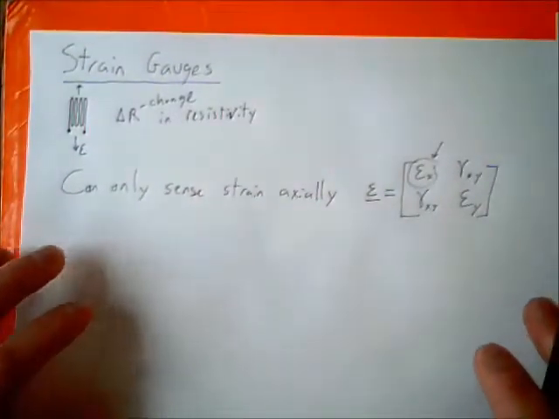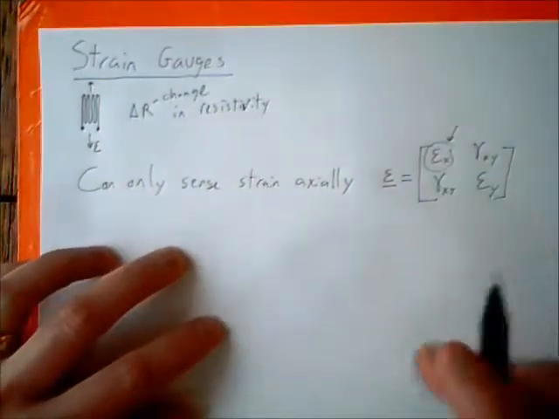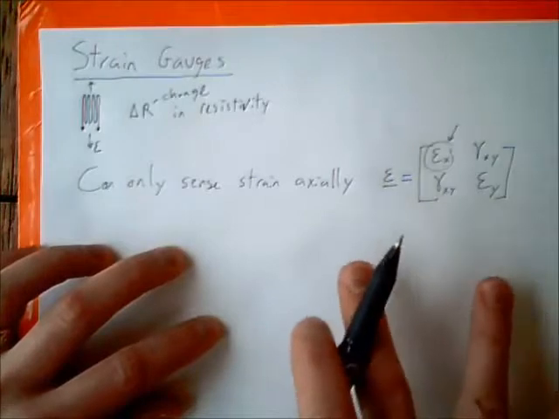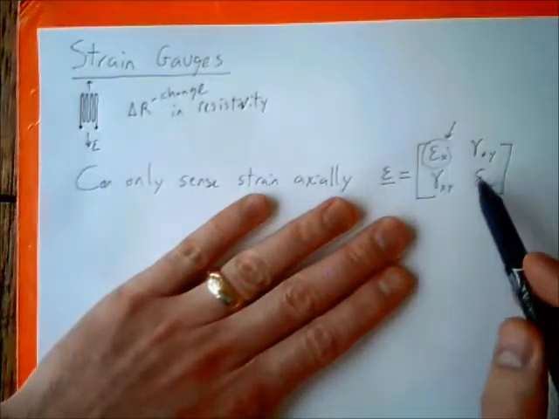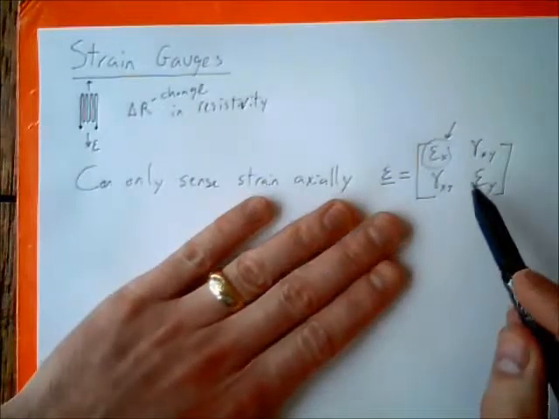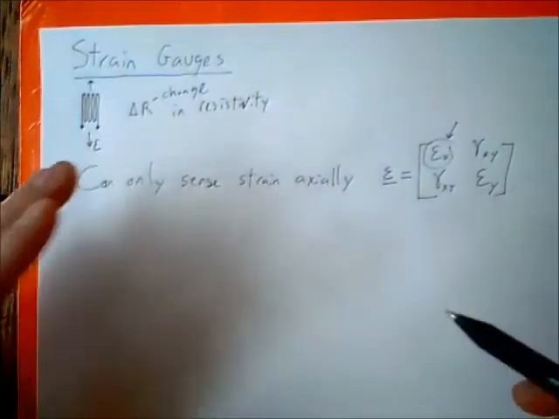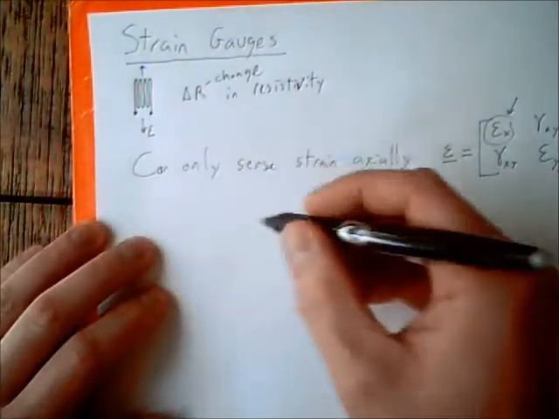So what we do to actually figure out what the strain is in a body, because these are applied on surfaces, so you're still just looking at a 2D strain state. But to figure out what that 2D strain state is on the surface, we make rosettes. Strain gauge rosettes.